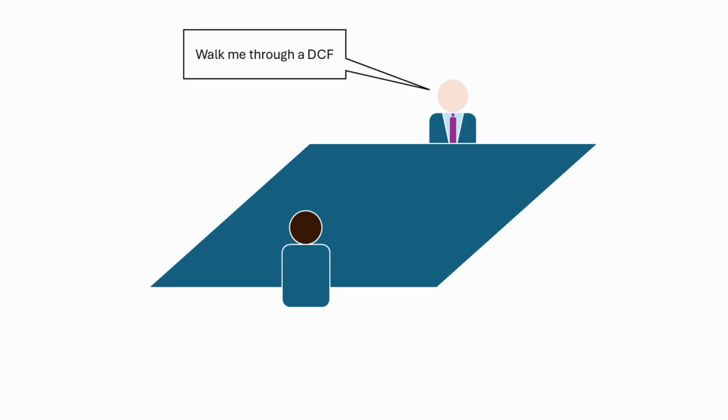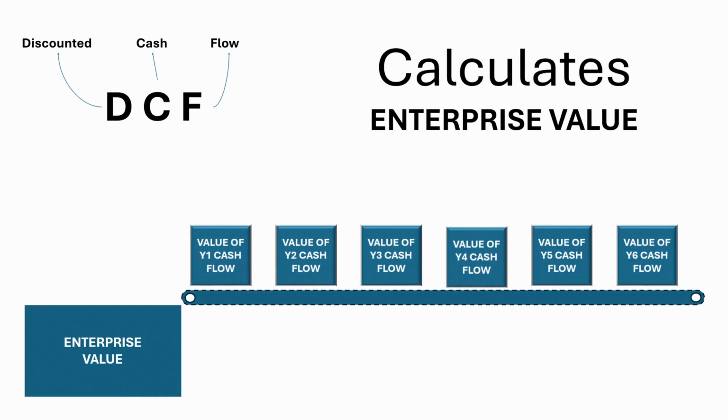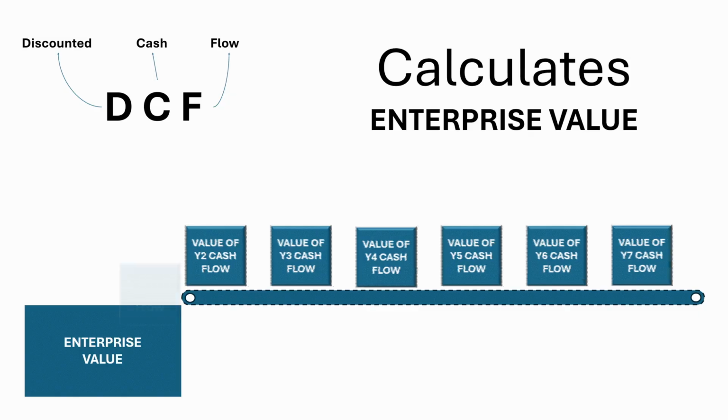Walk me through a DCF is probably the most common technical investment banking interview question. But what actually is a DCF? It's simple really. A DCF, or discounted cash flow, is a method for calculating the enterprise value of a company. Fundamentally, it says that the enterprise value of a company is the value of all the cash flows it's going to generate in the future added together.